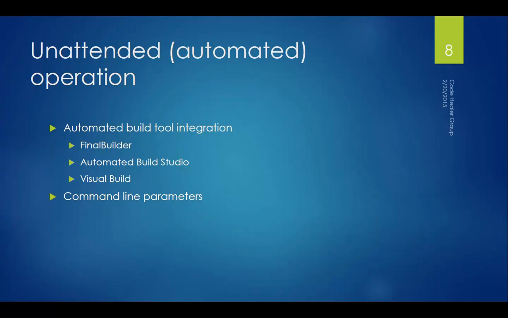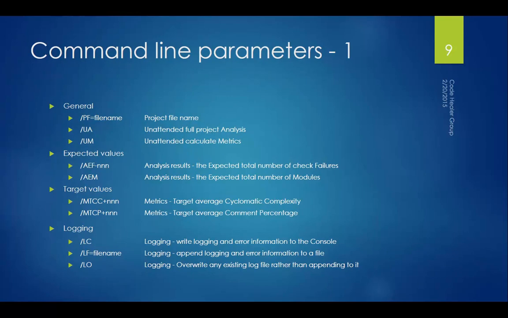So let's look at some of those command line parameters. Some general ones: you specify the CodeHealer project file and whether you want just an analysis or whether you want to run metrics. You can set certain expected values, where an error level, which can be picked up by the build tool, is set if a particular expected value is not met. You can also set target values which are greater than or equal to or less than certain values, and again an error level is set if that condition is not met. You have control of logging. You can save logging output to the console or to a file name.